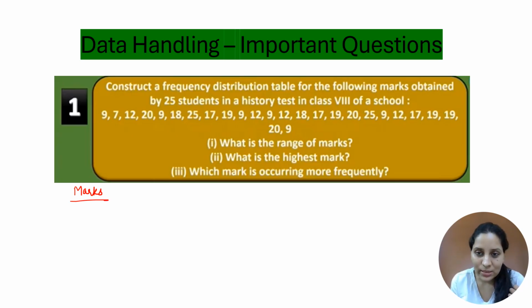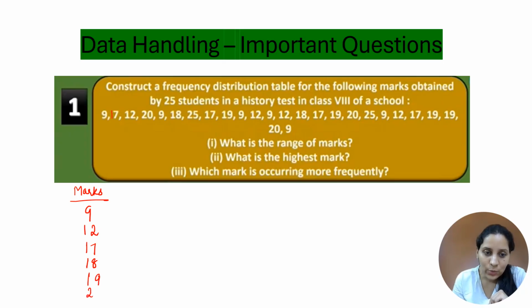The smaller number is 9. After that, we also have 7. This is 17. After 9, we have 12. So firstly, we will write all the numbers and then we will count the frequency. After 9, 12, and then we have 17, 18, 19, 20, and 25. I hope that is it.